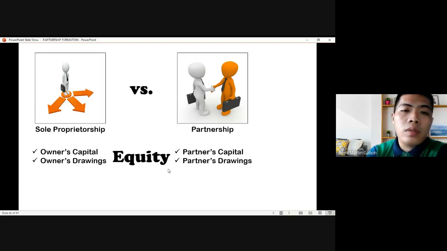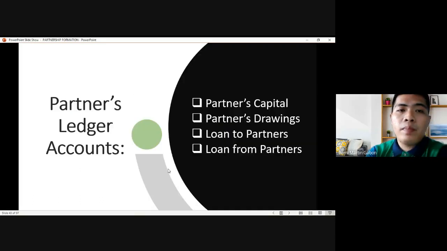As to equity accounts, or referring to the capital accounts, they are different also in accounting. For sole proprietorship, we have the term owner's capital, owner's drawings. But for partnership, we have partners capital and partners drawings. So to sum it up, the partners ledger accounts that we have to focus on are partners capital, partners drawings, loan to partners, and loan from partners.